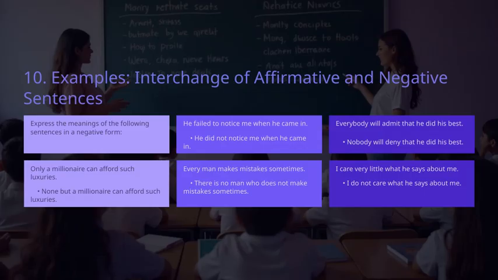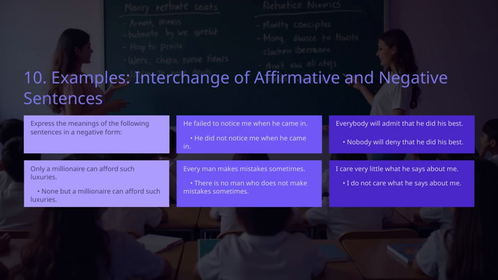Let's take a look at some examples of how we can interchange affirmative and negative sentences to express the same meaning. First, consider the sentence, "Only a millionaire can afford such luxuries." When we make it negative, it becomes, "None but a millionaire can afford such luxuries." This emphasizes that no one else but a millionaire has that ability.